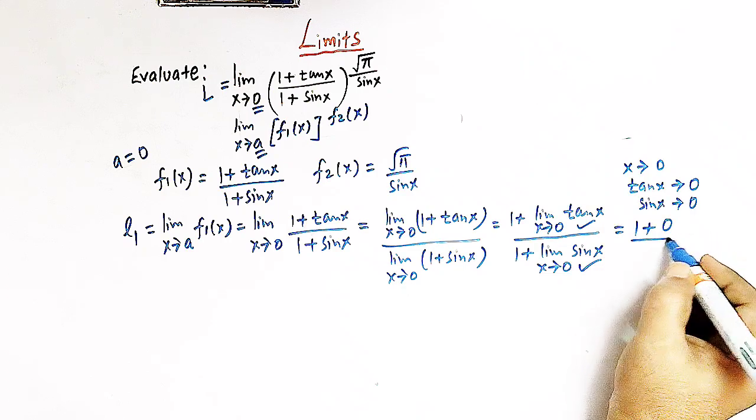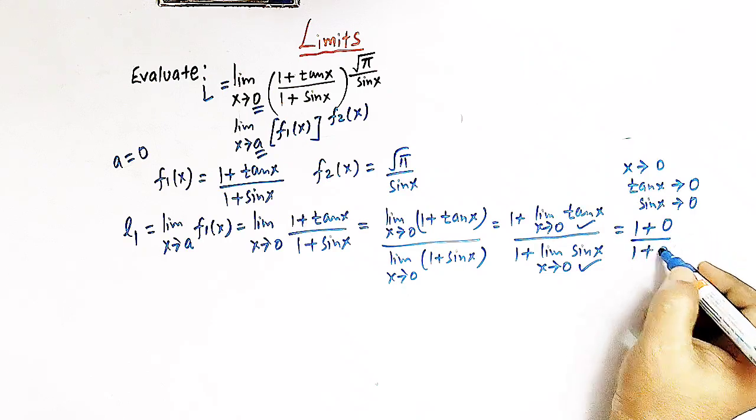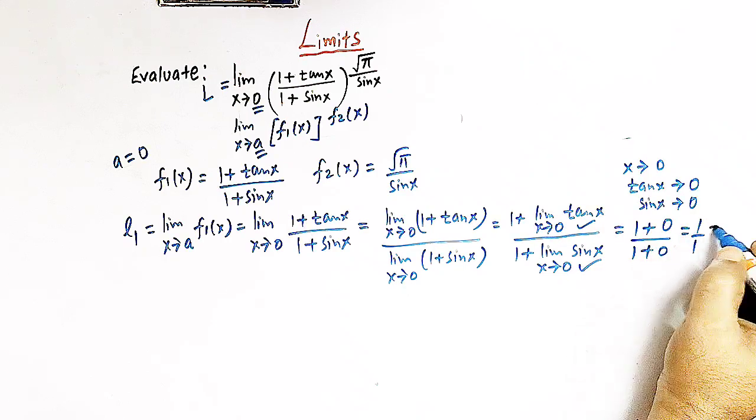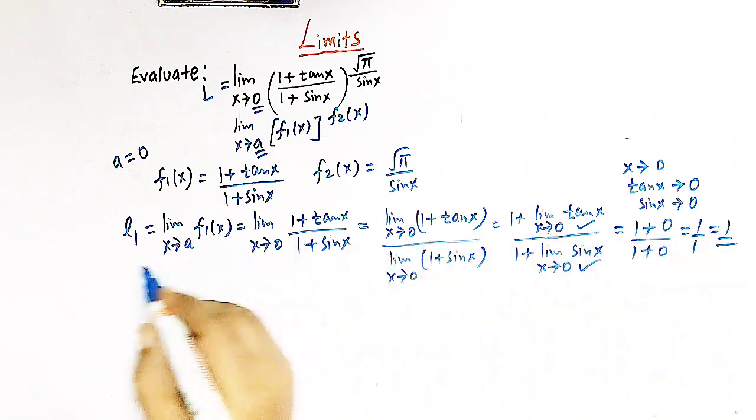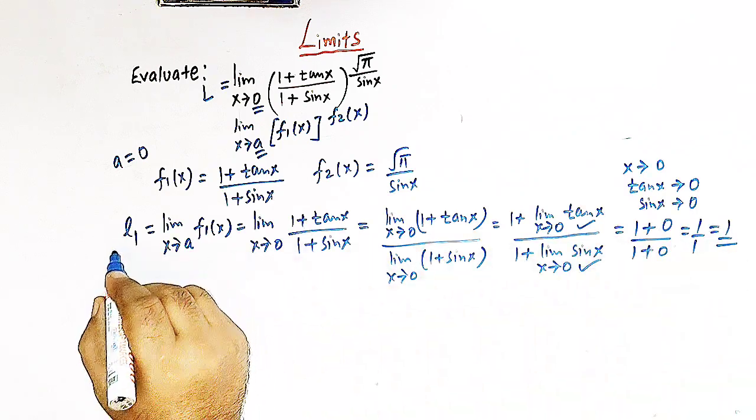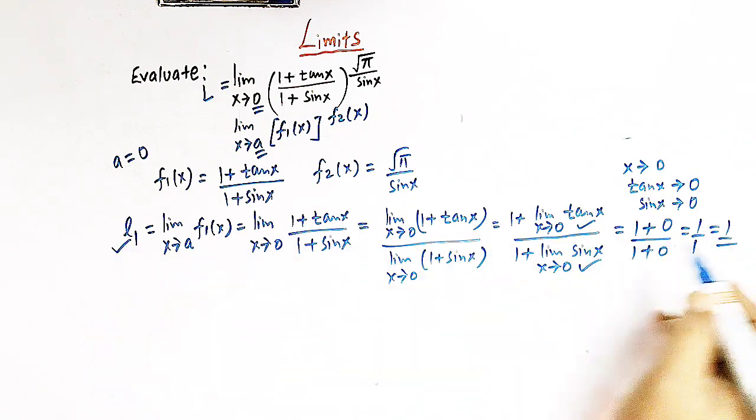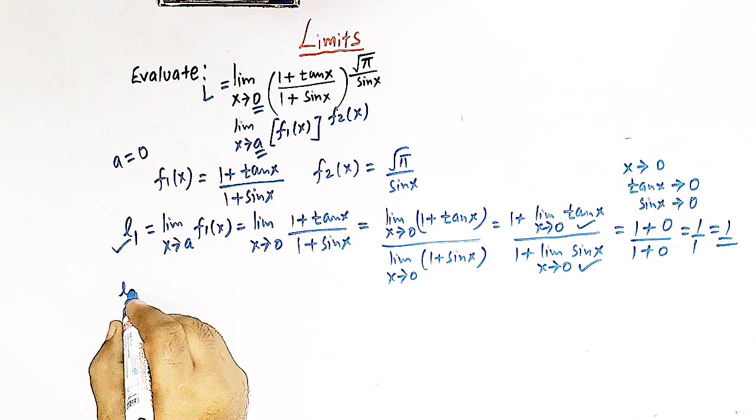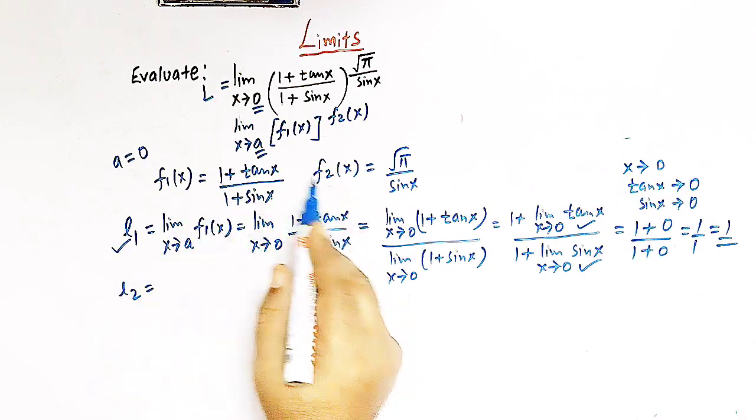So we have (1 + 0)/(1 + 0), that is 1/1, which is equal to 1. So the value of the limit L1 is equal to 1. Now let us calculate L2.